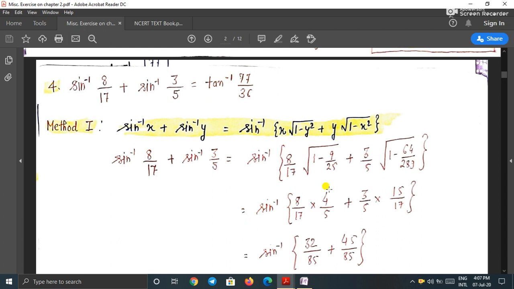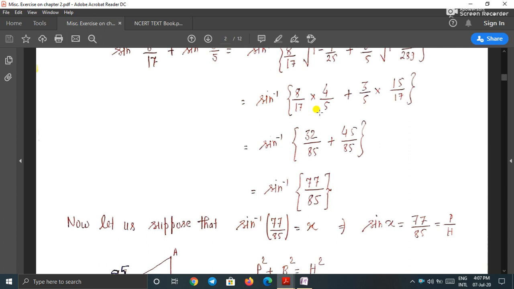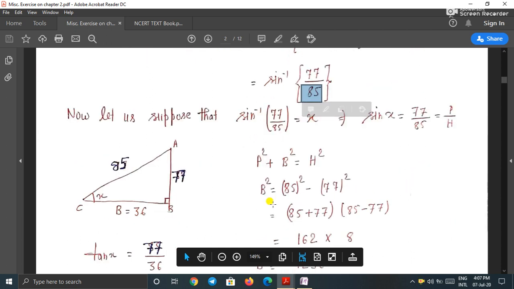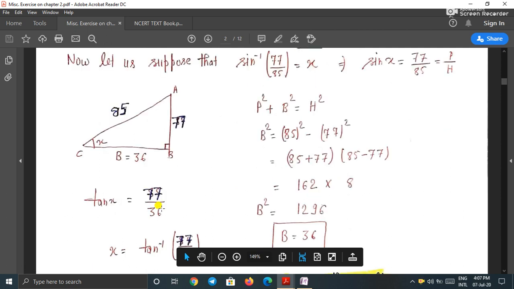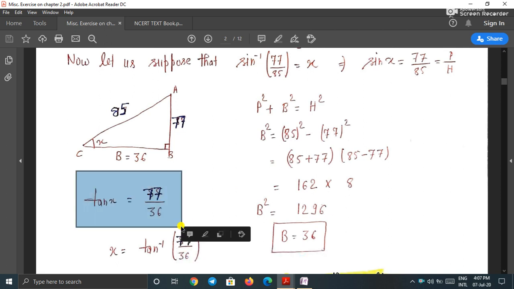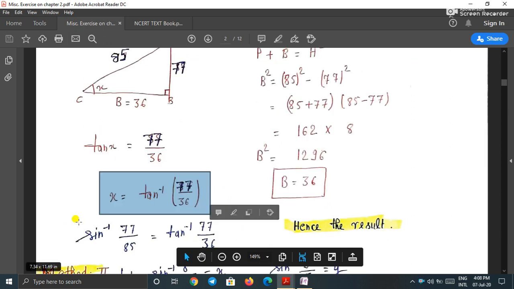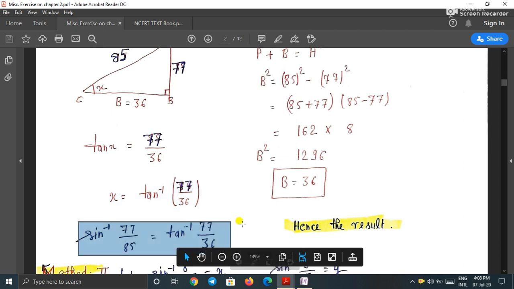So change it into tan inverse by making a right angle triangle. We all know that sine is equal to perpendicular upon hypotenuse. So make a right angle triangle whose perpendicular is 77 and hypotenuse is 85, right? By the Pythagoras theorem you can calculate its base. You have to give the answer in tan. So from the right angle triangle the value of tan x is 77 upon 36, which means the value of x is tan inverse 77 upon 36, right? It means that sine inverse 77 upon 85 is equal to tan inverse 77 upon 36.